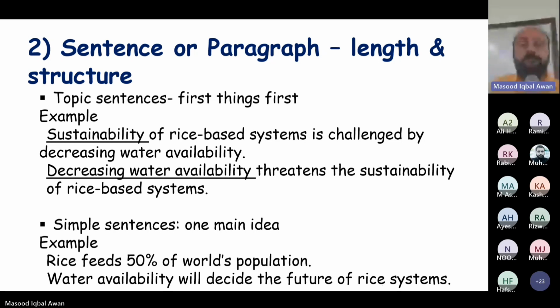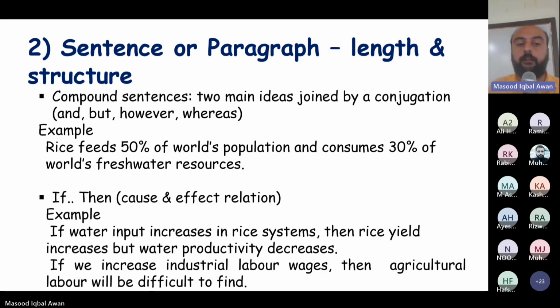Then we have simple sentences which have one main idea. For example, rice feeds 50% of our population. Water availability will decide the future of our rice system. These are examples of simple sentences. And compound sentences are those sentences which have 2 main ideas, and these 2 ideas are joined by a conjunction. However, whereas, as an example, rice feeds 50% of world's population and consumes 30% of world's freshwater resources.